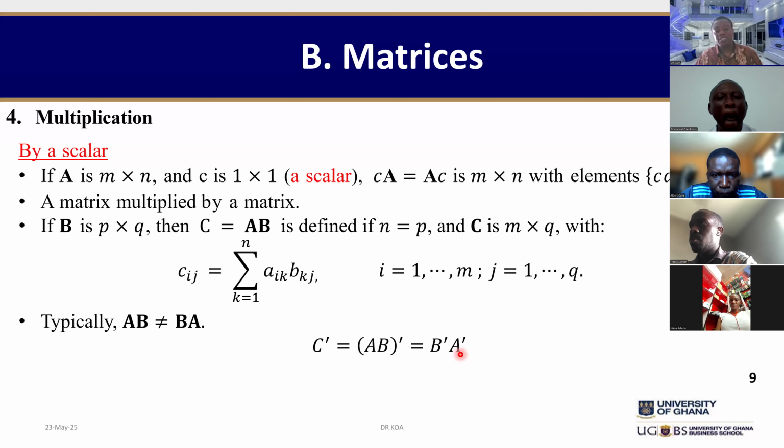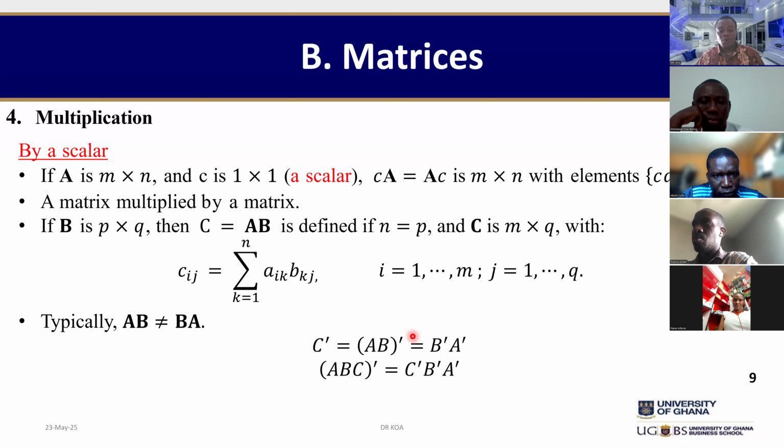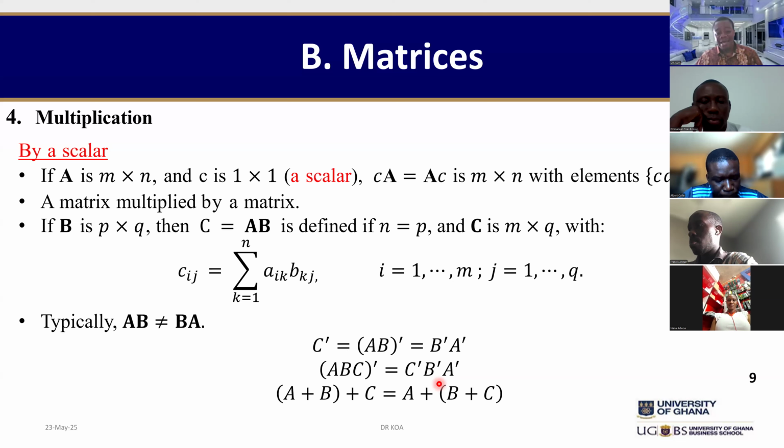We already knew this from the previous slide that we indicated. So we can now also say that (ABC) transpose will be the same as the simplification of these individual matrices. Okay. And (A plus B) plus C is the same as A plus (B plus C). Okay. And then, of course, you can go through all of these other means to define it.